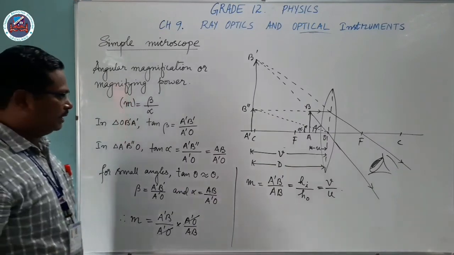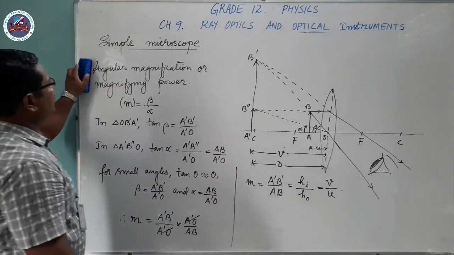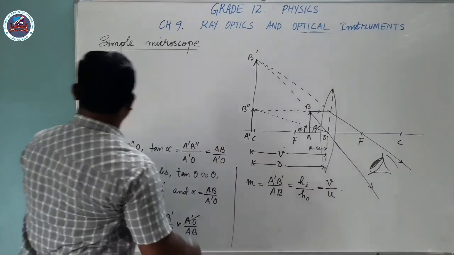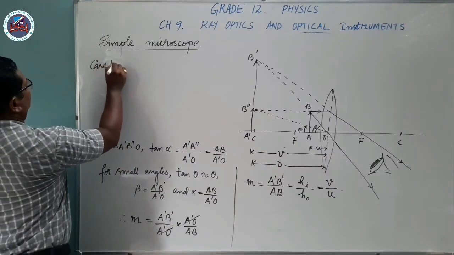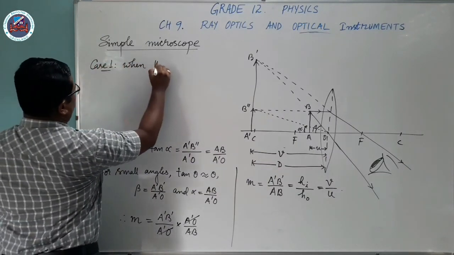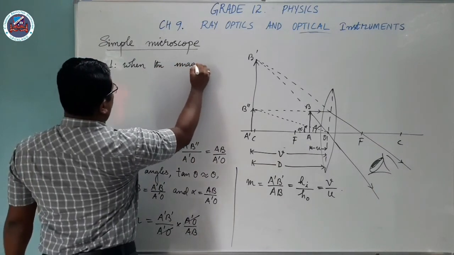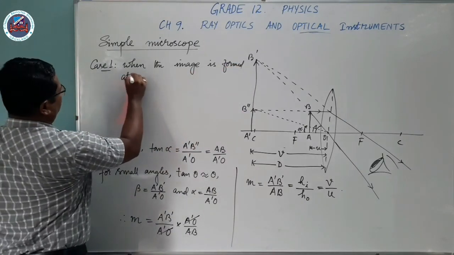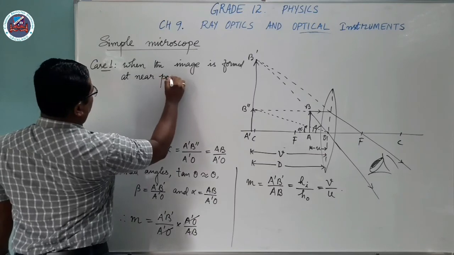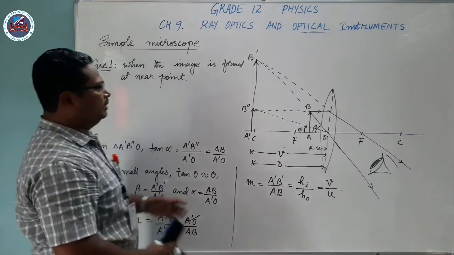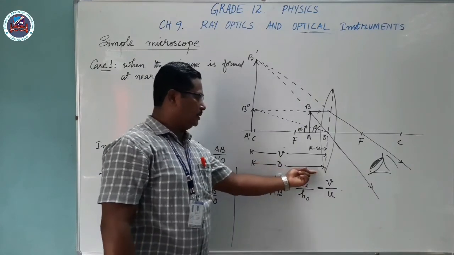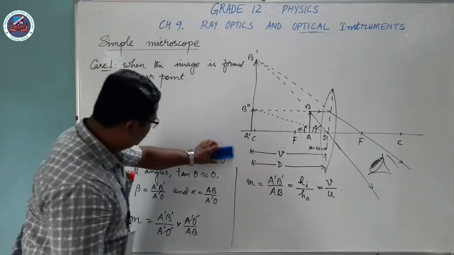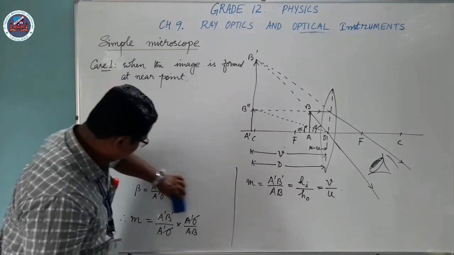Now two special cases you learn here to get the relation. First of all, the diagram which is available to you, you can see case 1. When the image is formed at near point. The diagram that you can see here clearly shows that the final image is formed at the near point, that is the least distance of distinct vision. In that case, how can we write the expression for magnifying power, let us see.